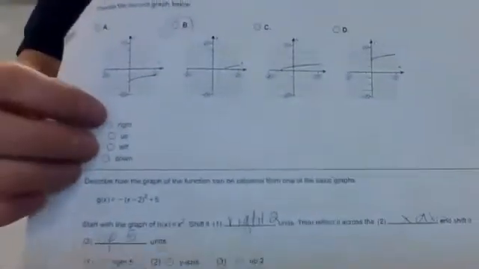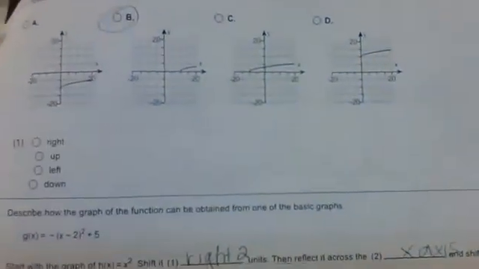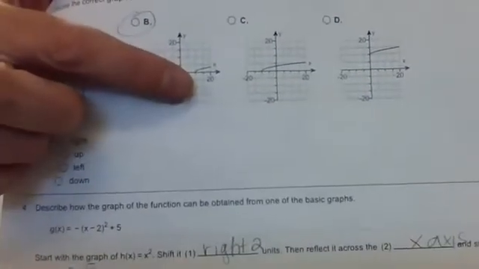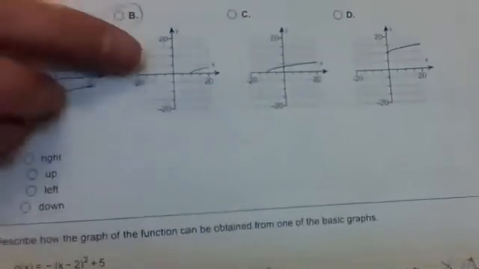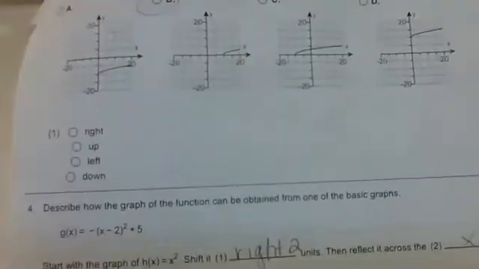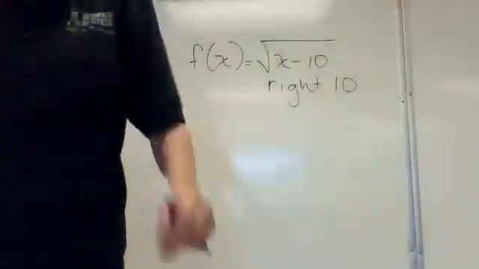And then you'll notice all the A, B, C, and D, they're all the same shape. It's just that one's shifted down. There's the one shifted to the right, to the left, and up. Okay, so make sure that you would just choose the graph that has been shifted to the right 10.